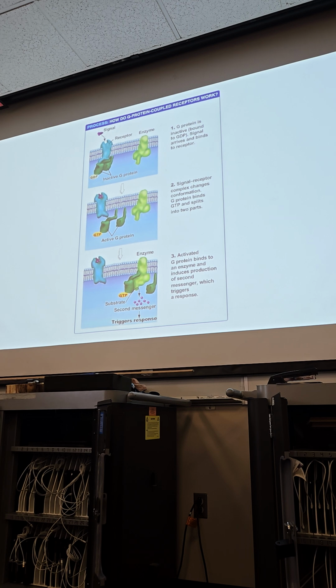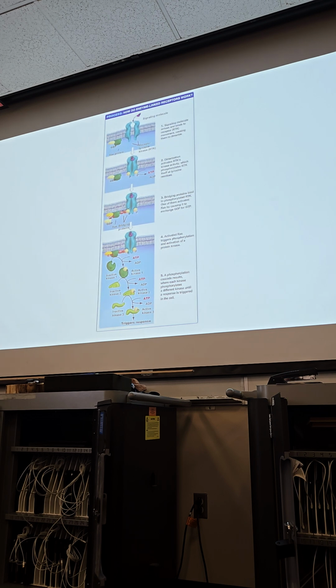So G protein is inactive until a signal is received. At that point, we're going to do a phosphorylation. When we phosphorylate something, we can activate or inactivate it. That's going to cause a secondary response because we're going to work on a substrate. This is an enzyme reaction. So instead of just releasing a cascade, this is an enzyme. We're going to catalyze a reaction, which then is going to trigger a response, which is going to activate something.